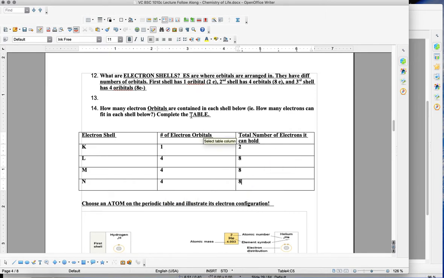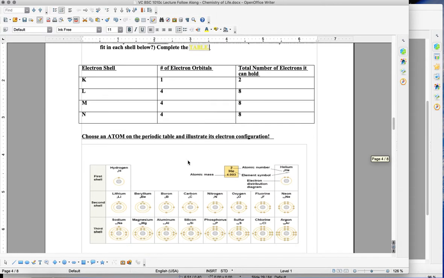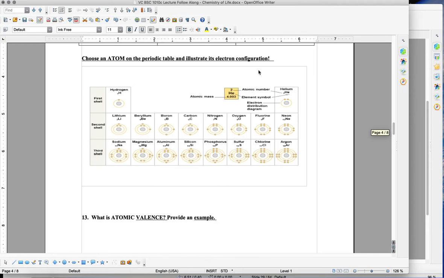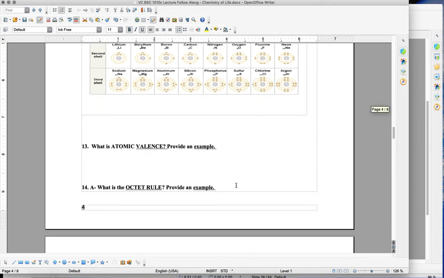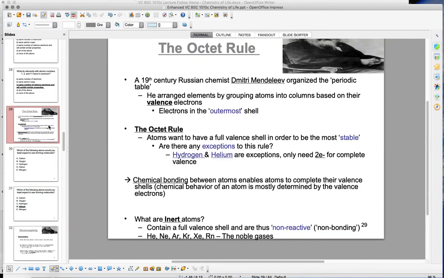Okay, so definitely highlight this. Make sure you understand that really well, because we're going to do a lot with this electron configuration throughout the whole class. All right, choose an atom on the periodic table, illustrate its electron configuration. Hopefully you took a minute to do that. I did the oxygen example. And then let's go on to some other concepts here now. Okay, so we've already kind of jumped ahead and done a little bit of this, so this should hopefully start to be making sense here.